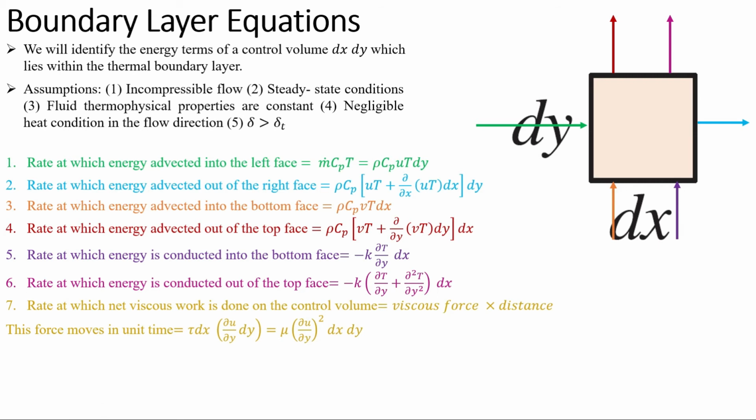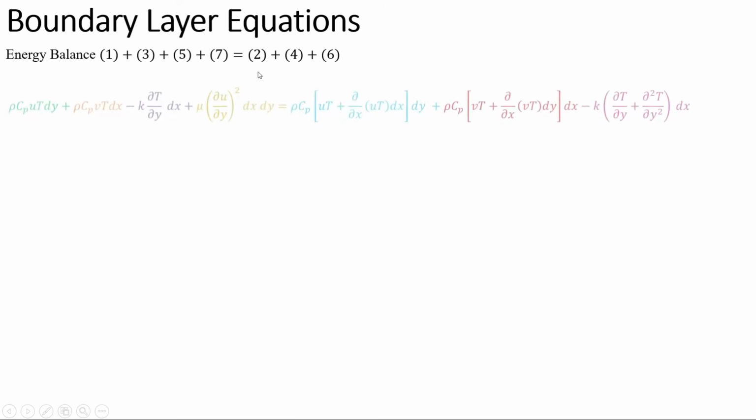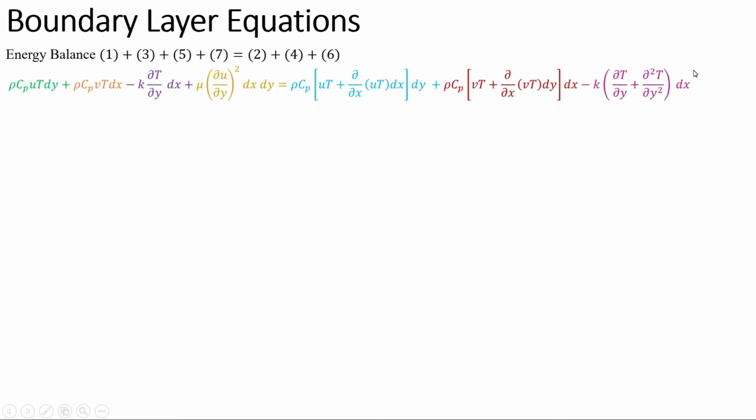So in order to justify the energy balance, energy in will be equal to energy out. So if we are going to apply the energy balance, equation 1 plus 3 plus 5 plus 7 will be equal to 2 plus 4 plus 6. It means the energy that comes in will be equal to the energy that goes out. So we have this equation. We have just put all the equations, and we have arranged the in equations on the left hand side and the out equations on the right hand side.